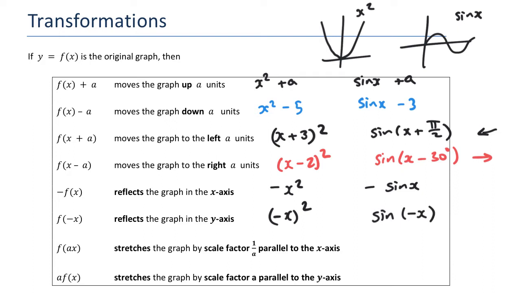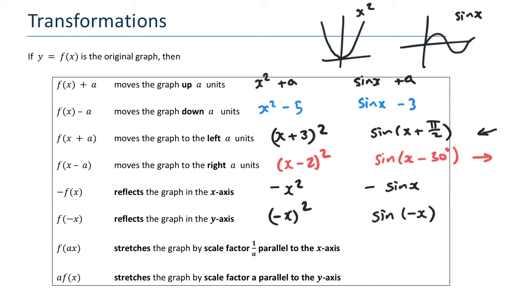If we have the f of ax, where a is some scalar, what that'll do is it'll stretch it parallel to the x-axis. So we'll stretch it horizontally, it'll stretch it like an accordion, or move it in like an accordion, and it's by a scale factor of 1 over a. So if it was 3a, it would be brought in by 3 times towards the y-axis. If it was a quarter, it would stretch it 4 times away from the y-axis, and that would be the same for the sine x.